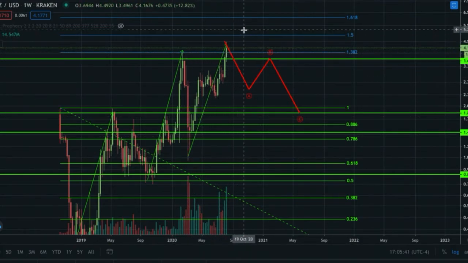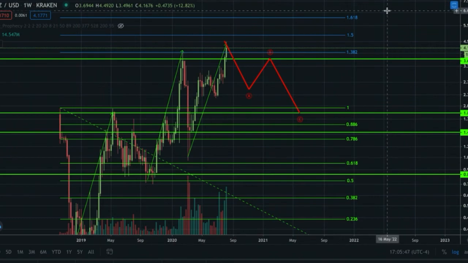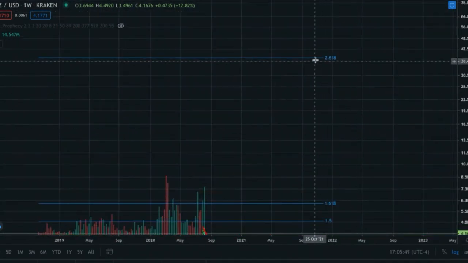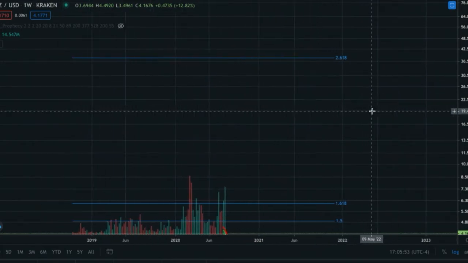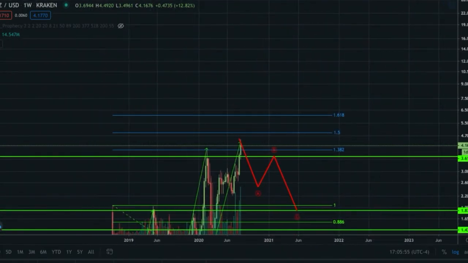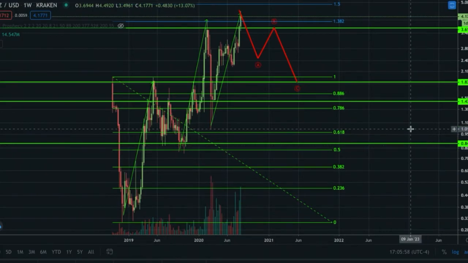And then when we bounce from there, we go back up to the 1.382, put in a new high, and where are we headed to? We're either going to go to the 1.5, the 1.618, or we're going to continue up to the 2.618. And where is that? $37.50.